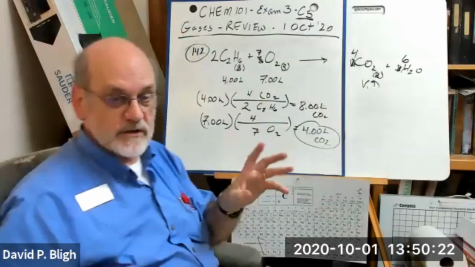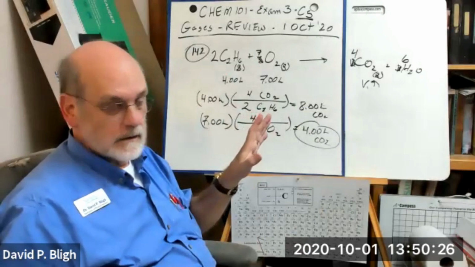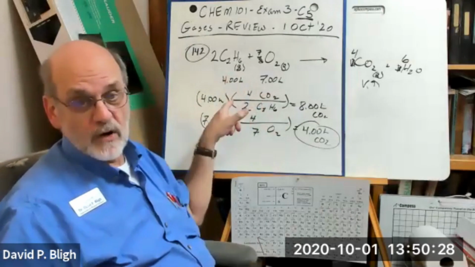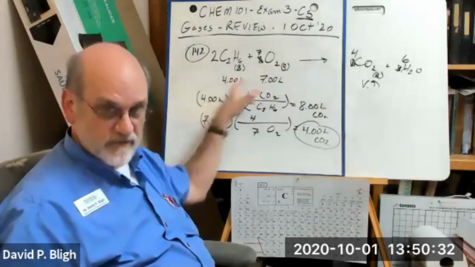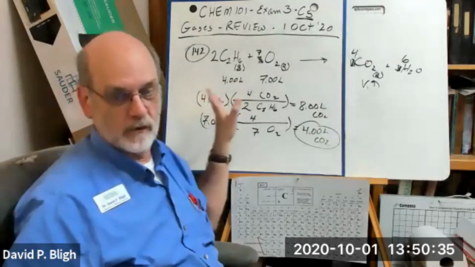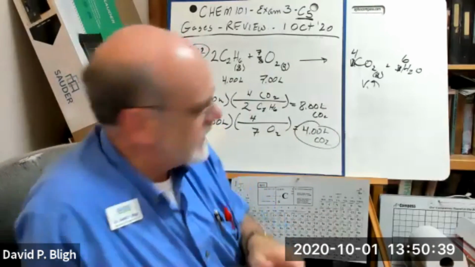The key here is to understand that if the temperature and the pressure don't change, then the volume is proportional to the moles. That's Avogadro. So you can use the liters, the volume, directly as if it were moles. And that's why the answer is C.